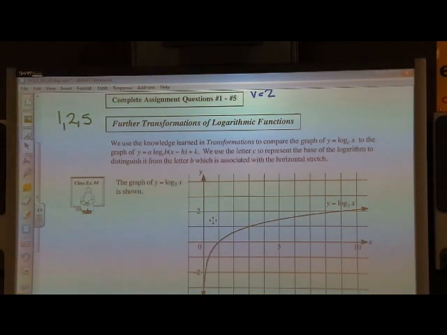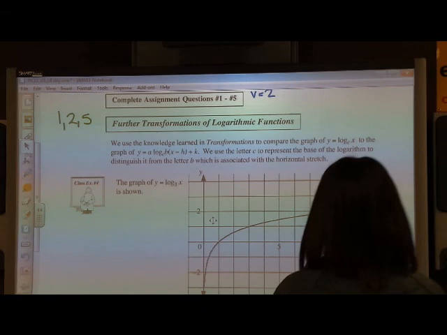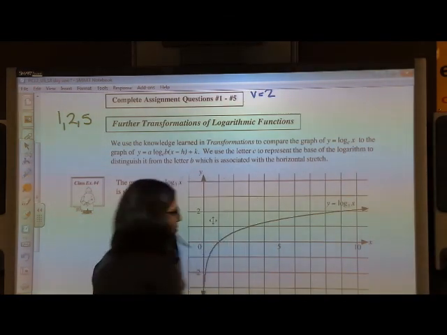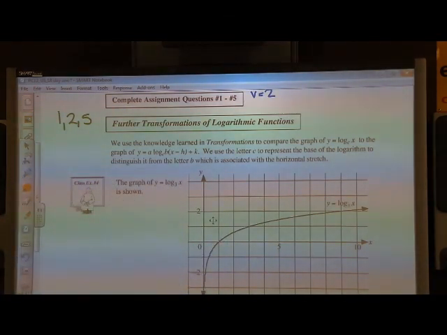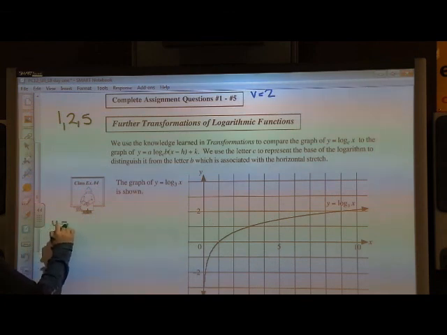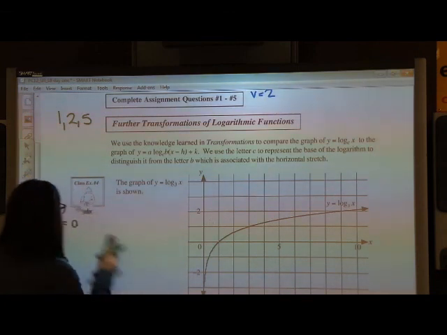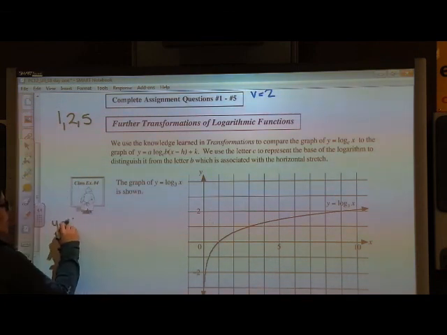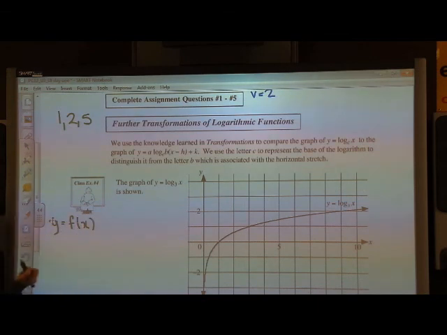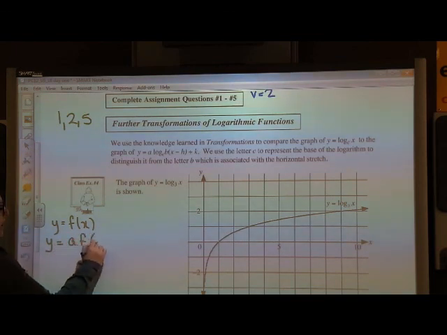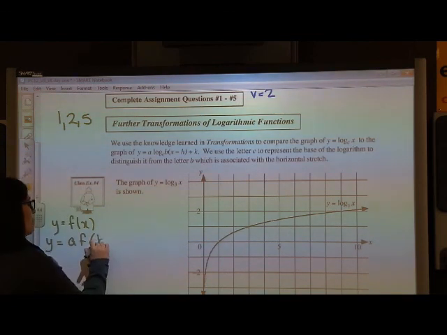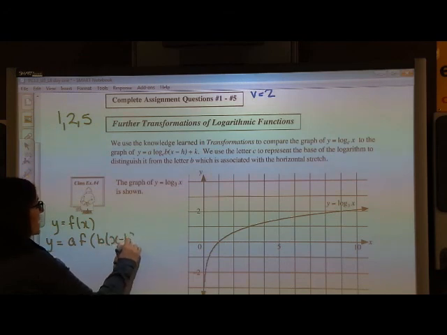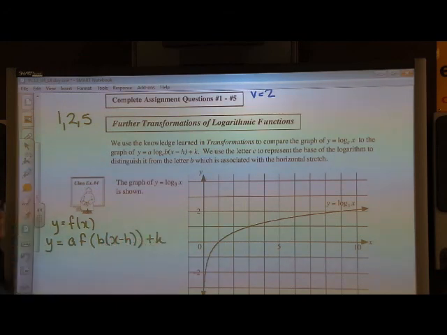So we're going to do some further transformation with logs. If you remember from chapter 1, we would start off with y equals f of x. And then we would do a series of transformations that led us to a graph that could look like this: y equals a times f of b times x minus h plus k.